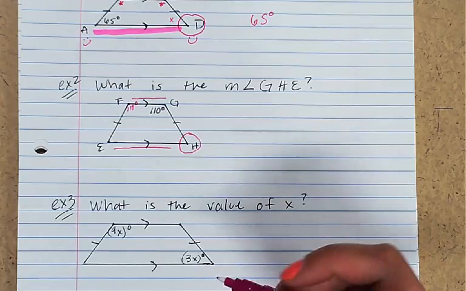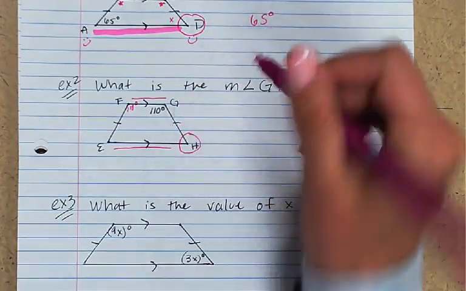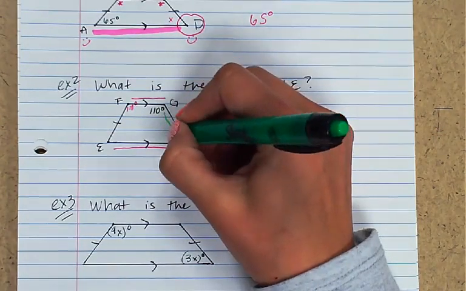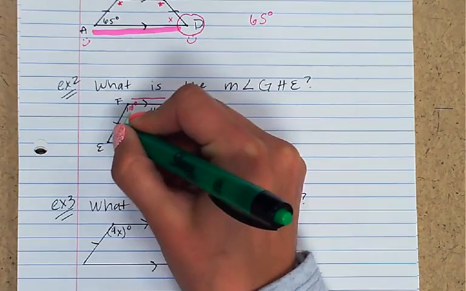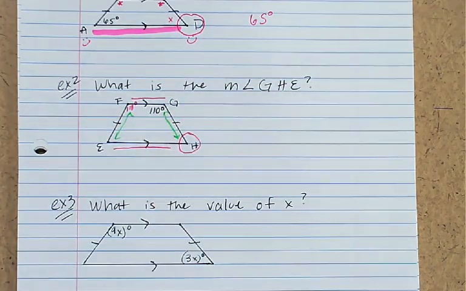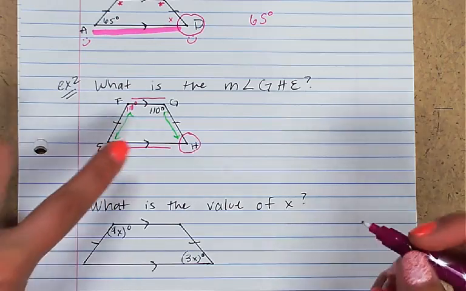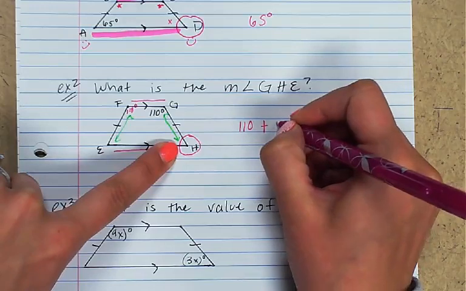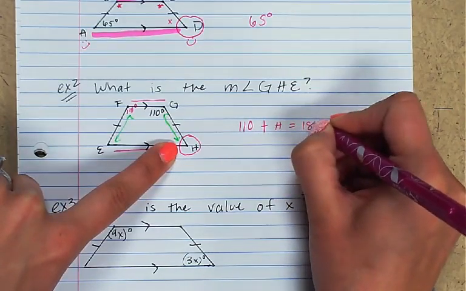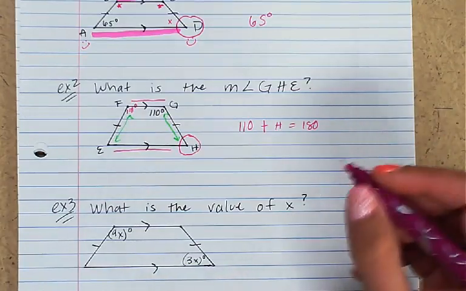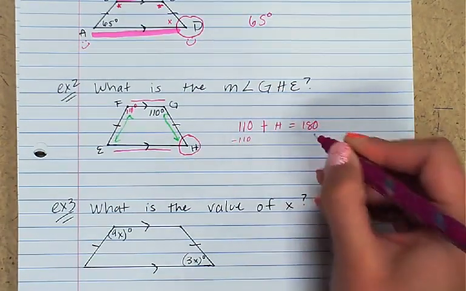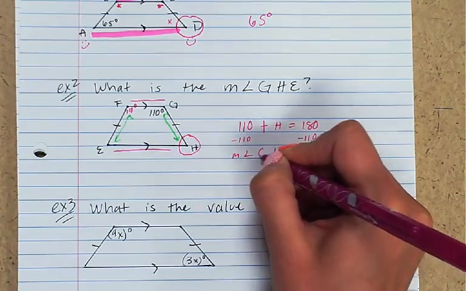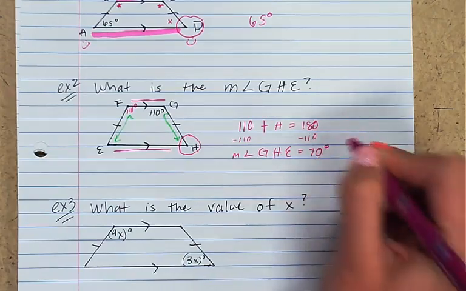One thing that I don't think that they talk about in the video is that the angles along the legs are actually supplementary. So that means they add to 180 degrees. So 110 plus, we don't know, I'll just put an H in there, has to equal 180 degrees. They're supplementary along the legs. So if I just solve for H here, we would see that angle H, or the measure of angle GHE, is 70 degrees.